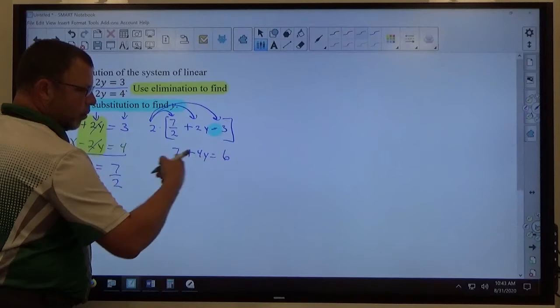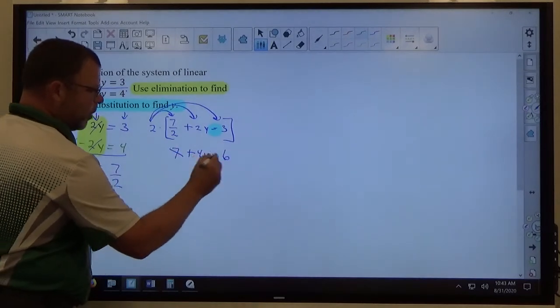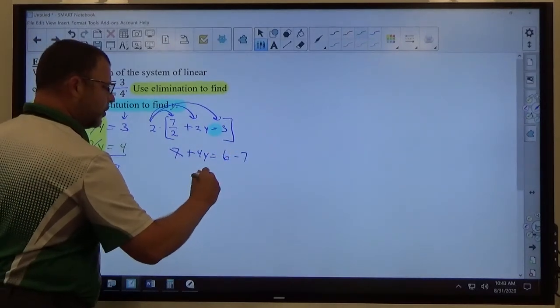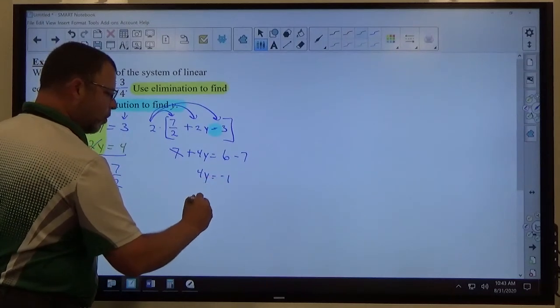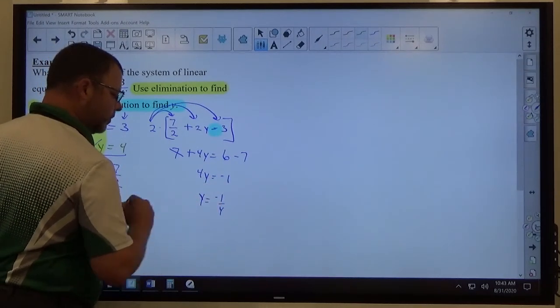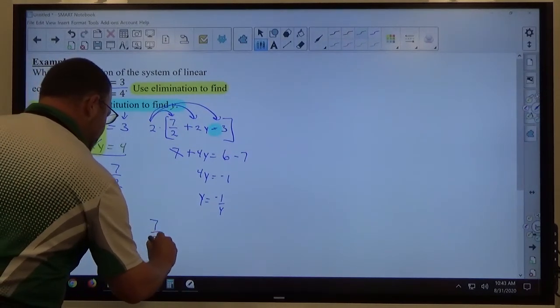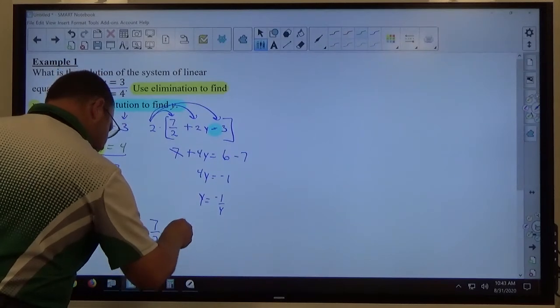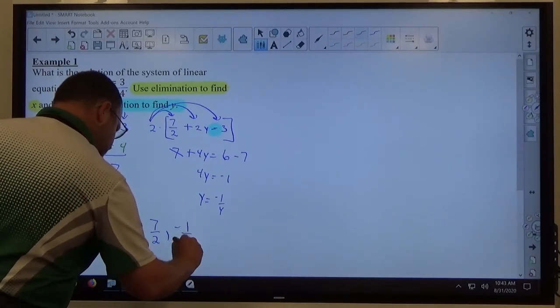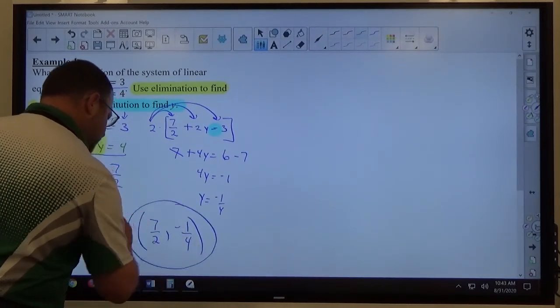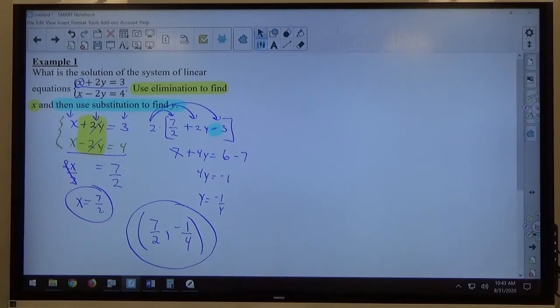Then we just have a basic one variable equation. I'm going to move the 7 over, change the sign, so 4y equals negative 1. Divide by 4, y is equal to negative 1/4. Once I have both x and y established, I'm going to write an ordered pair answer. x goes in front, y goes in back, with parentheses. So 7 halves, comma, negative 1/4 is the solution.